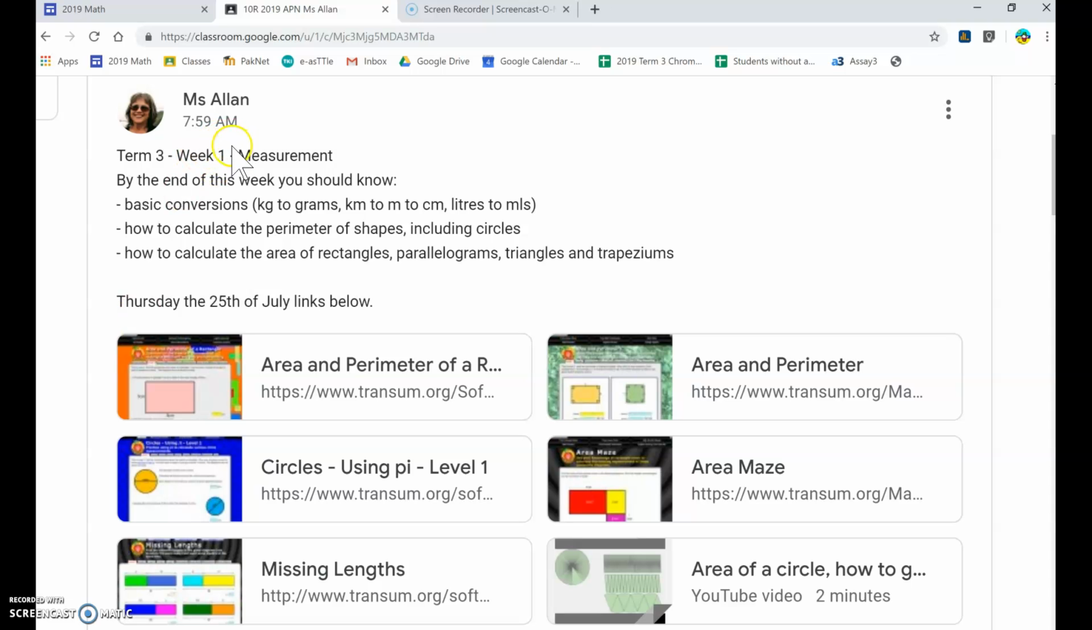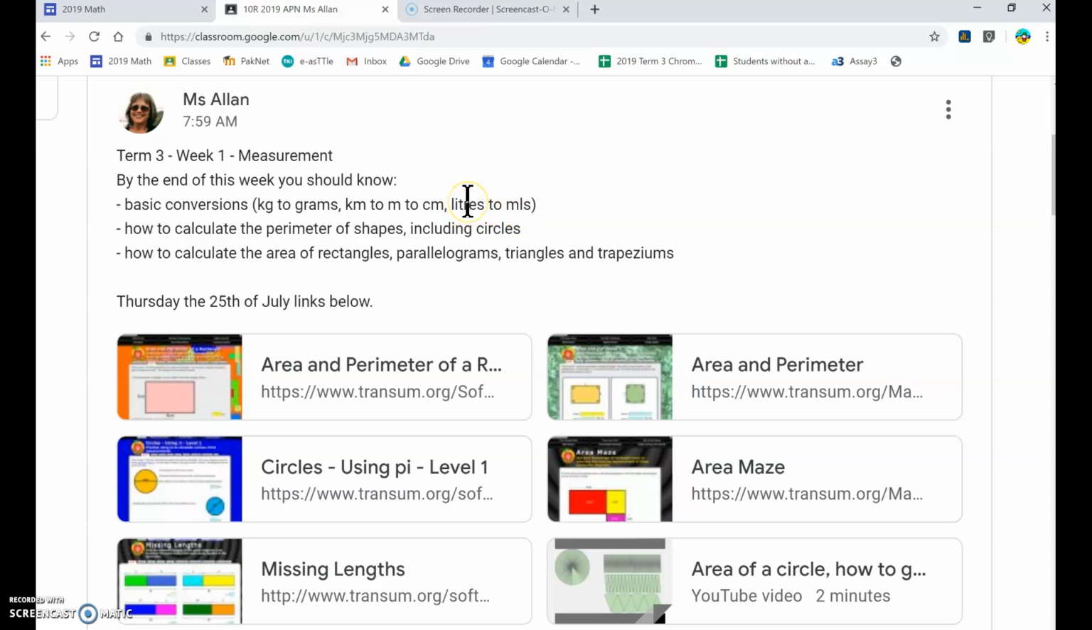This week was week 1 of term 3 on measurement. So that by the end of this week, as in by the end of today, you should know your basic conversions. So that's just from kilograms to grams, knowing that there's 1,000 grams in a kilogram because kilo means 1,000. Going from meters to kilometers, knowing that there's 1,000 meters in a kilometer because kilo means 1,000. And going from mils to litres.